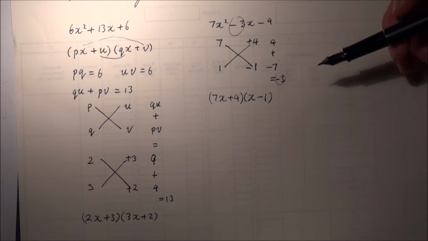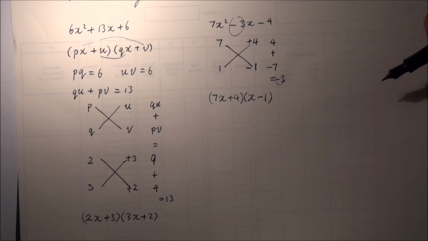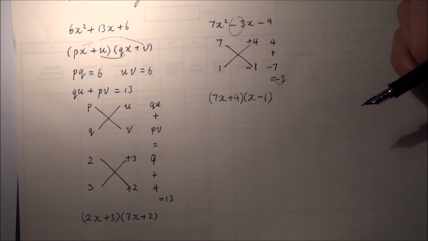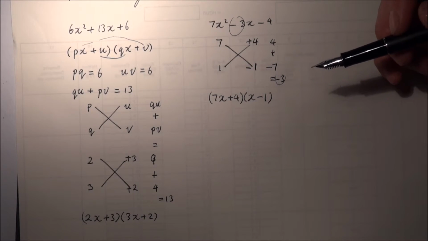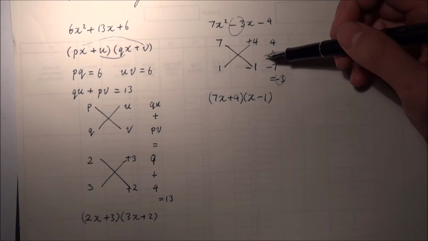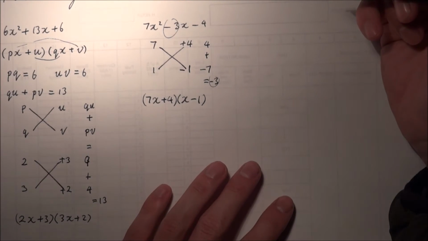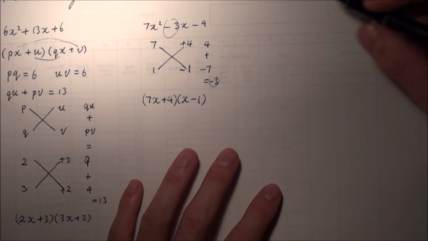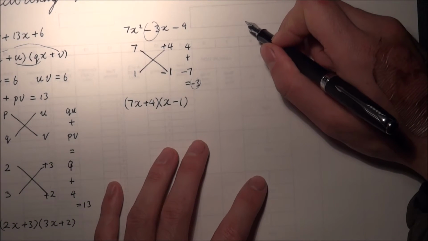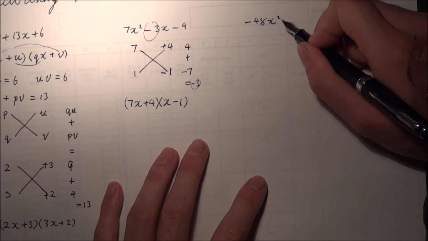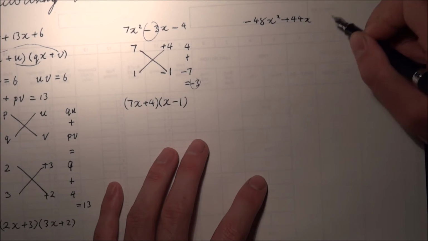If you can gauge what these four numbers are rather quickly, then it's a somewhat quicker method than grouping in pairs. But if you're not so sure, a lot of time could be wasted on trial and error. So for example, let's have a look at the next example. Negative 48x squared plus 44x minus 8.